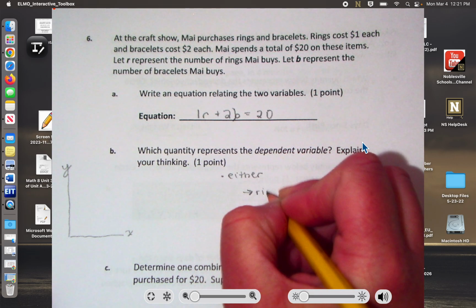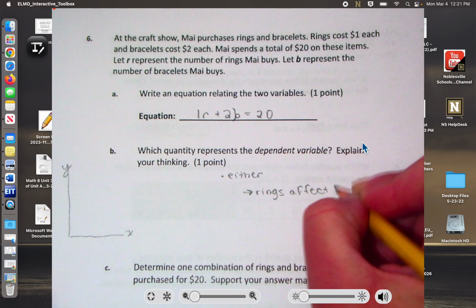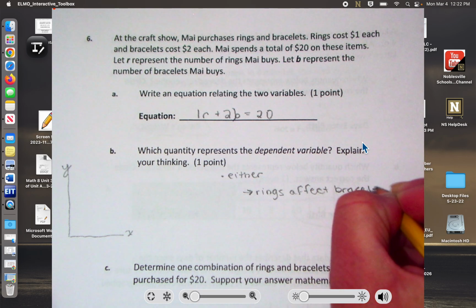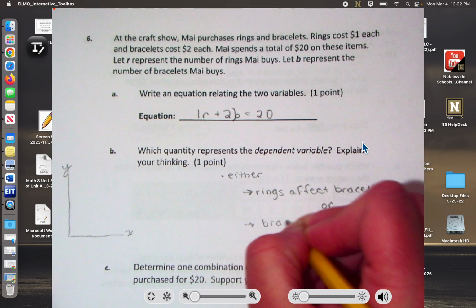So rings affect bracelets, or bracelets can affect rings.